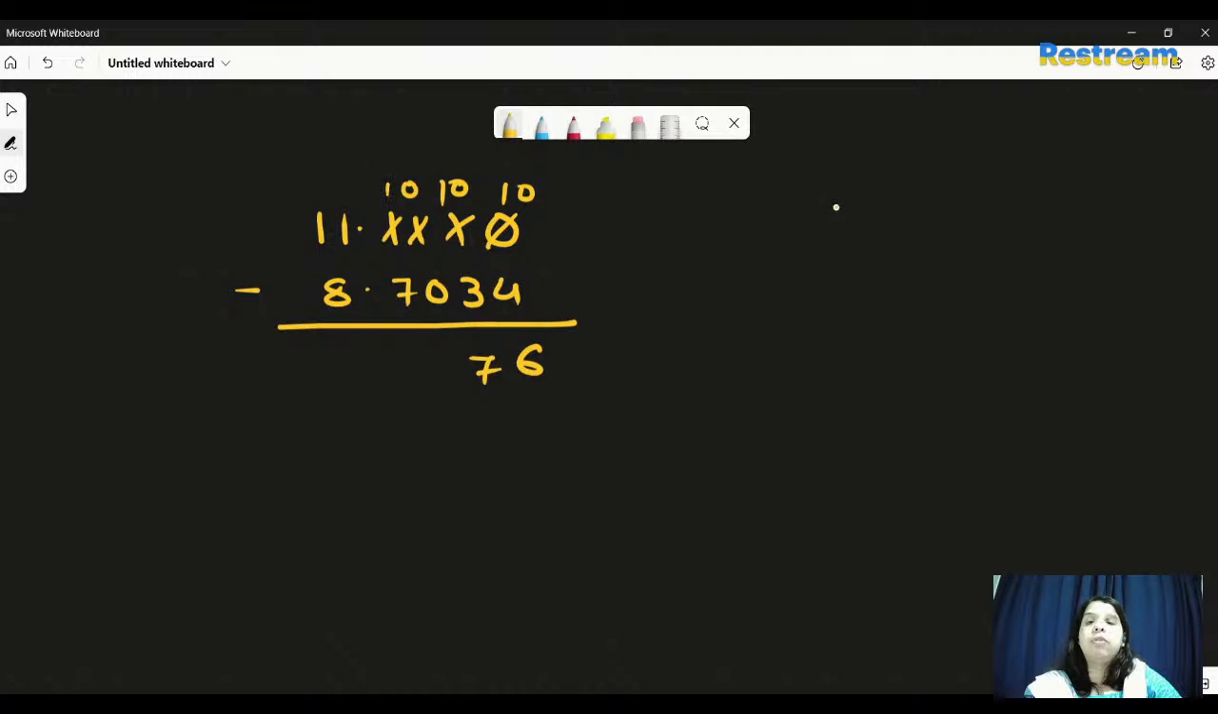Again we will borrow 1 from here. Since we have 0 here, 0 minus 0, then we have to borrow again, it's 11. And we have to do 0 here. 11 minus 7 is 4, and then 10 minus 8 is 2. So it is 2.4076. So this is how you do your normal subtraction.